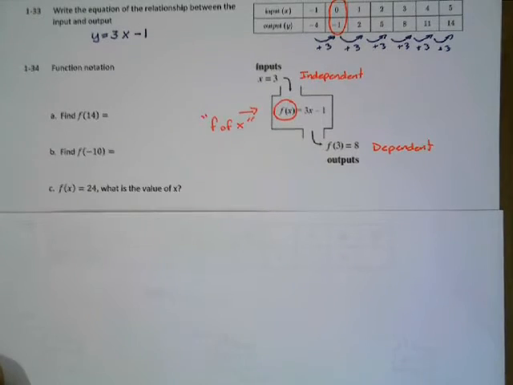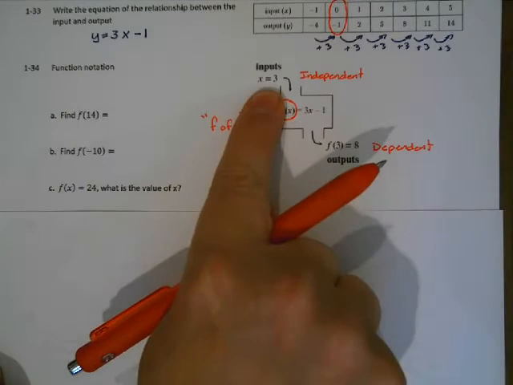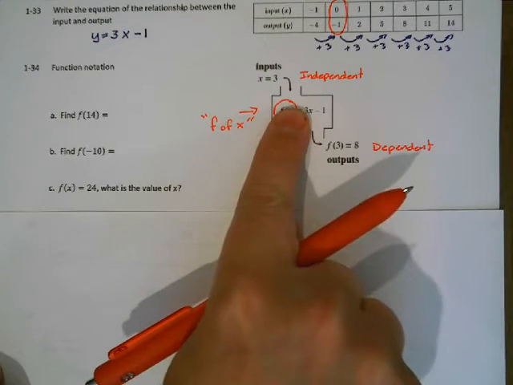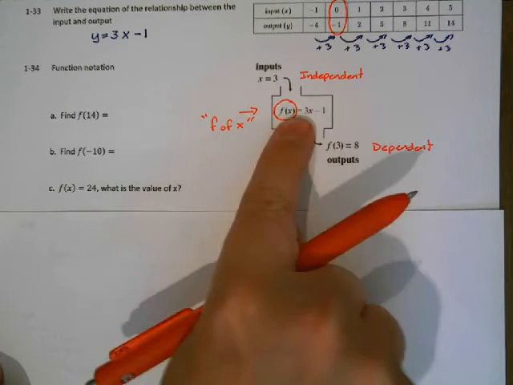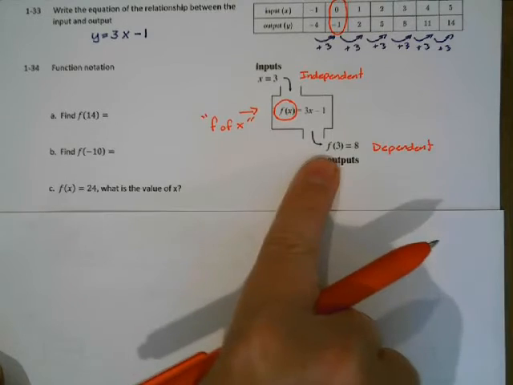The y value cannot be whatever it wants. It depends on whatever you plug in for the independent quantity, the x value. So the x value goes in, and whatever goes in for the x value, what comes out is dependent on it. So that's our function.